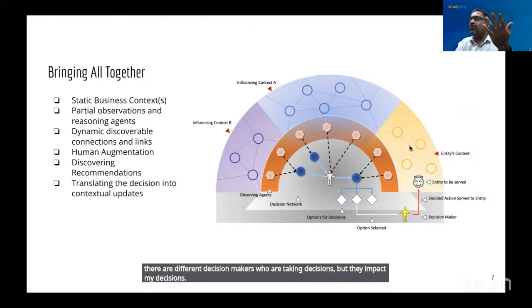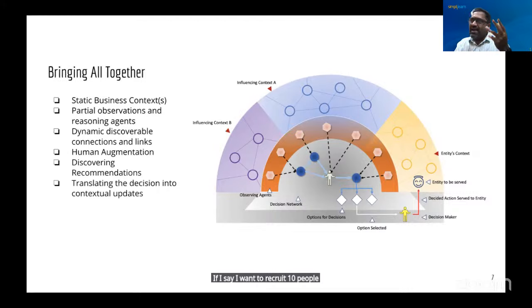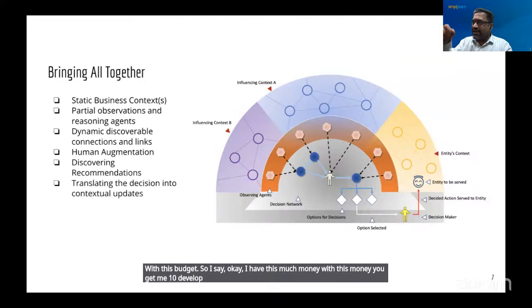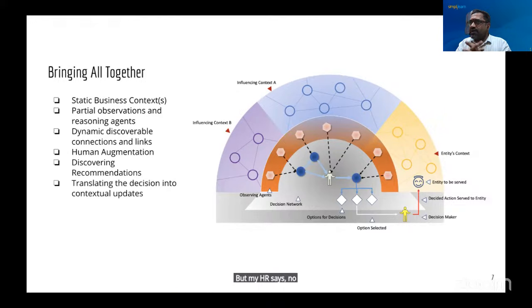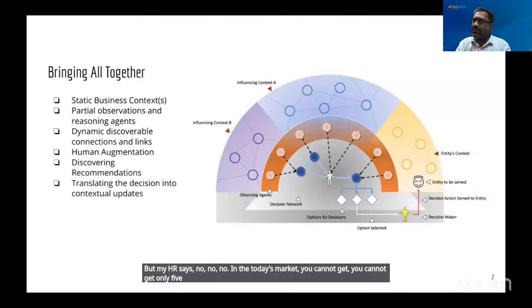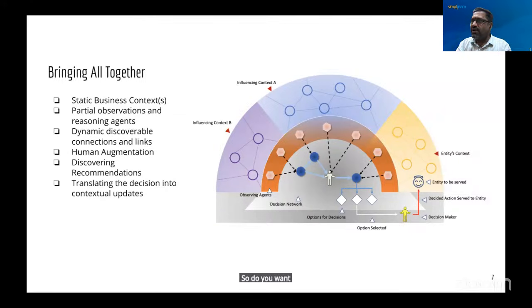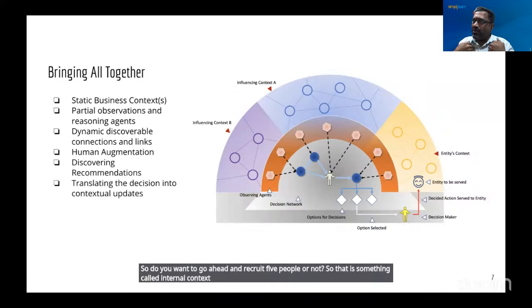If I say I want to recruit 10 people, my HR says, no, I cannot recruit 10 people with this budget. So I say, okay, I have this much money, with this money, you get me 10 developers. That is my decision. But my HR says, no, no, no, in today's market, you can get only 5 people with this. So do you want to go ahead and recruit 5 people or not? That is something called internal context, not in my control, but it influences my context.